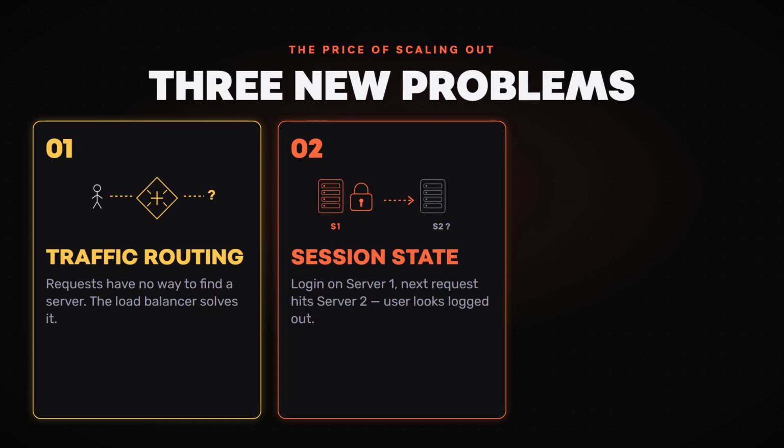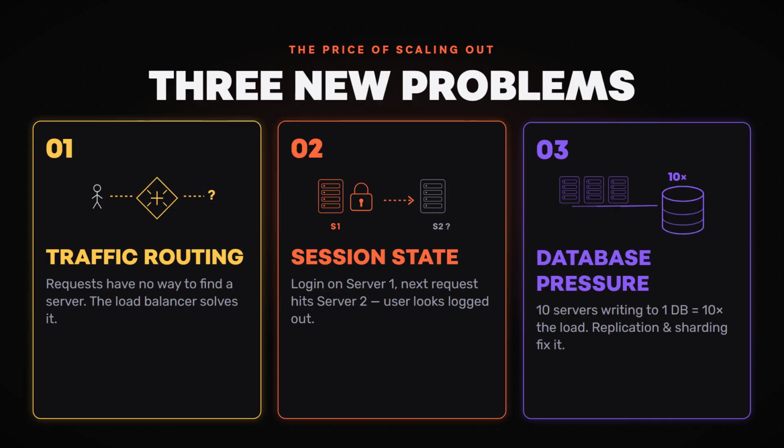This is the load balancer's job. We cover it in the next video. Problem 2. Session state. Imagine a user logs in on server 1. Their session is stored locally on server 1. Their next request lands on server 2. Server 2 has never seen this user. They appear logged out. This is the session state problem, and it is solved by storing session in a shared store like Redis that every server can read.